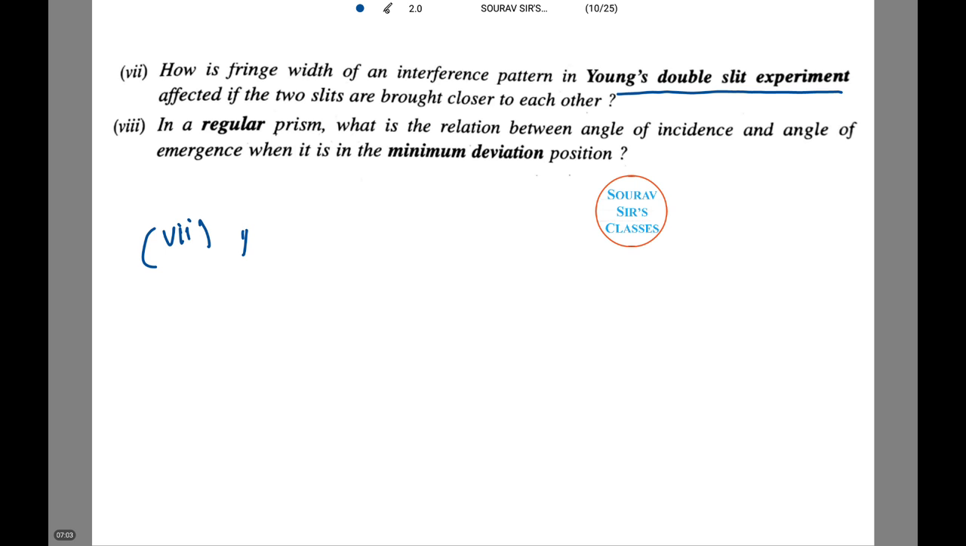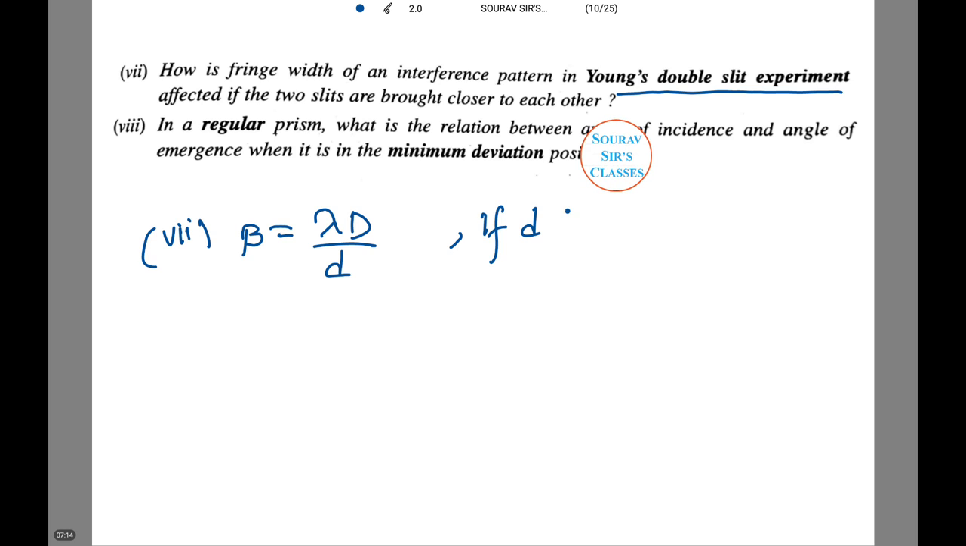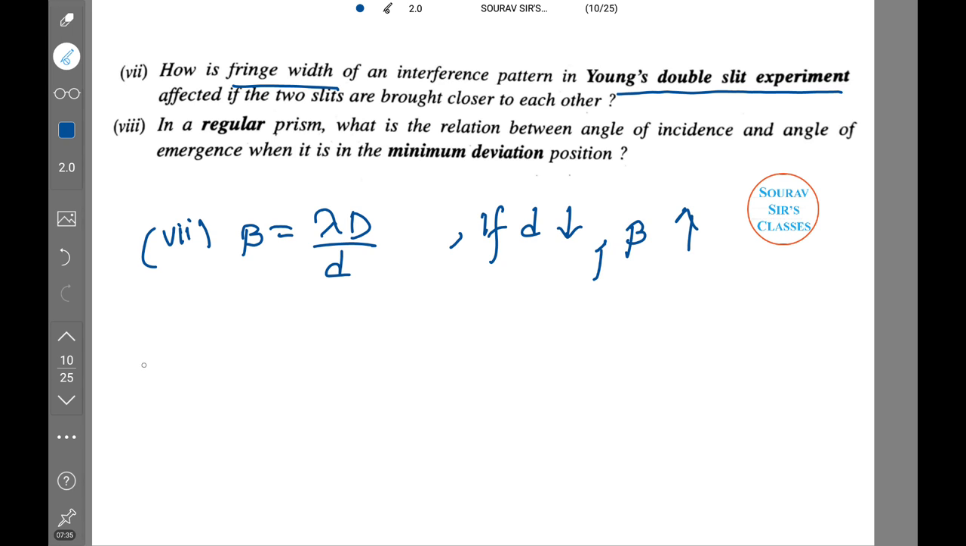Fringe width beta equals lambda D by small d. Now if small d decreases, the value of beta, which is the fringe width, increases. Thus, if the two slits are brought close to each other, the interference pattern has an increased fringe width.